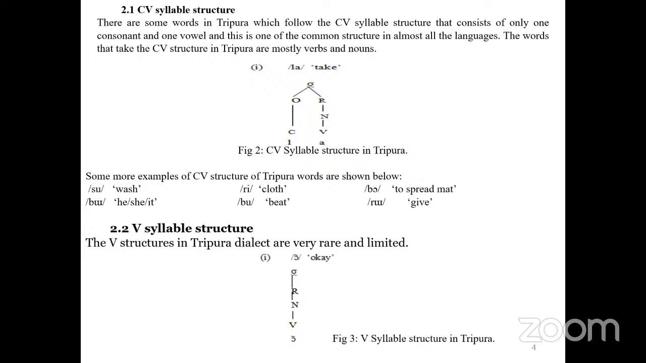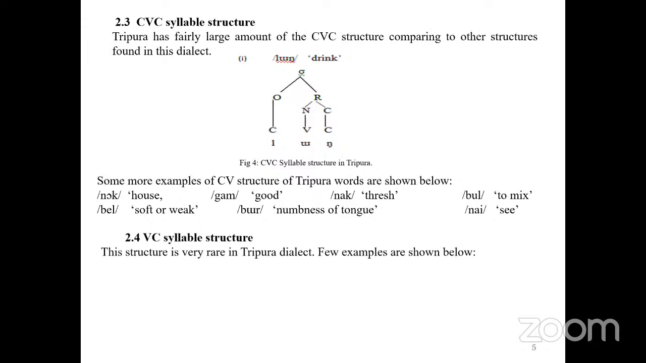And 2.2, this is the V syllable structure, that is a single vowel. You can see an example here, o, which means okay. So there is a single vowel, a single syllabic structure. Next slide. And CVC syllable structure. Tripura also has a fairly large number of CVC syllables compared to the other structures found in this dialect. The example I have given here is lung, which means dream. Some more examples are given below: gum, which is good; nak, which is trash; bul, to mix; and bur, numbness of the tongue.